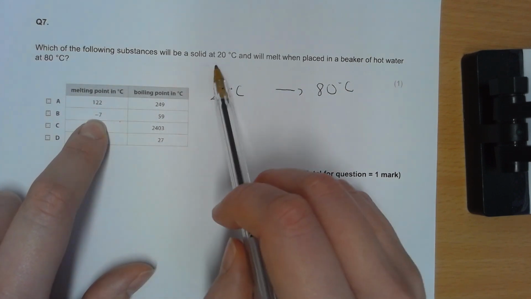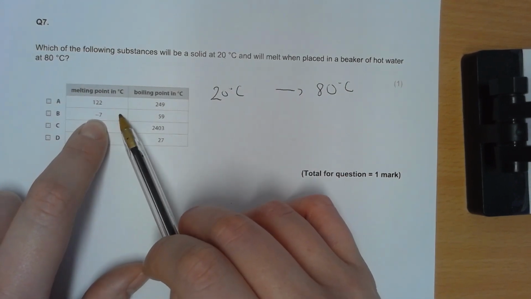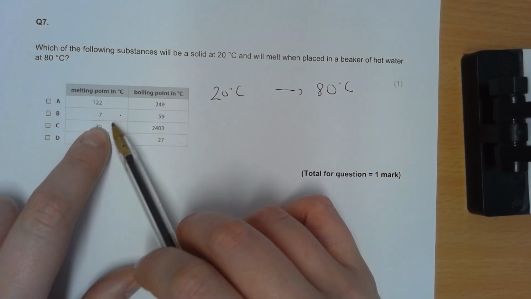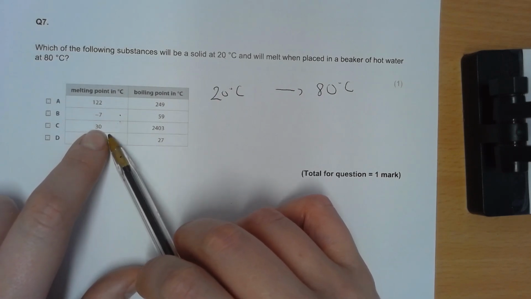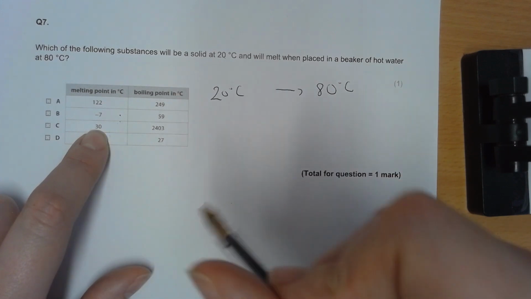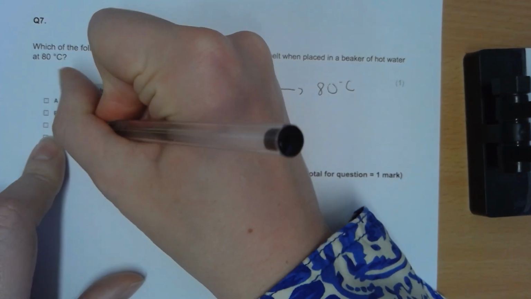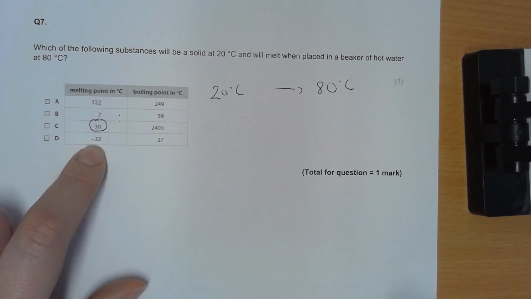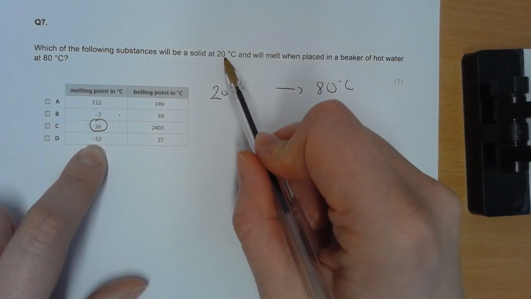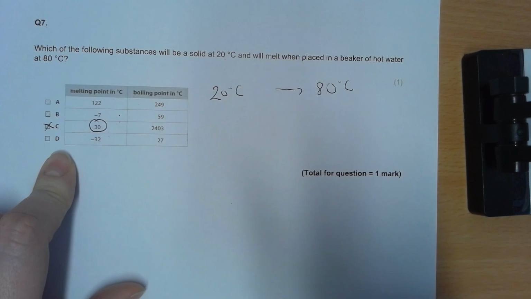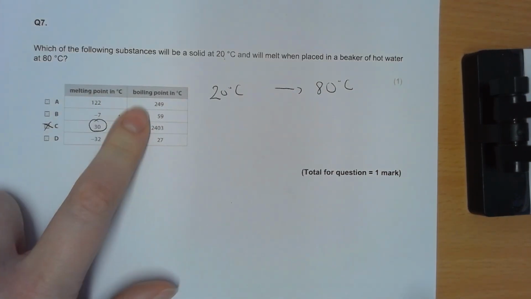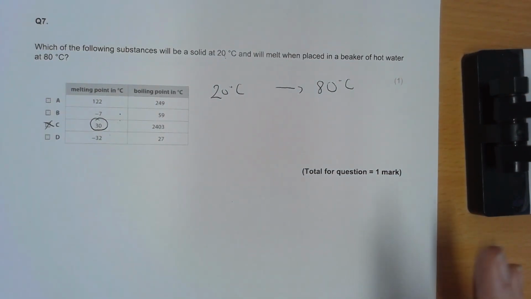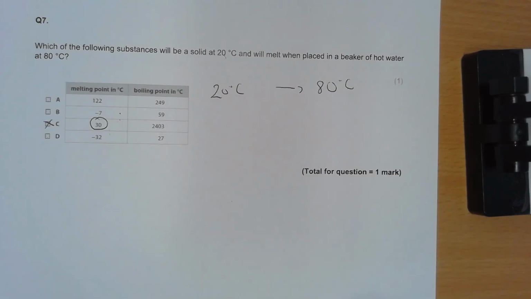This one will not be a solid at 20 degrees, it already becomes a liquid at -7, so that's not the right answer. This one will be a solid at 20 degrees, but at 30 degrees it's going to become a liquid, which means if you put it at 80 it will be liquid. This one here, -32, is already going to be a liquid before you hit 20 degrees, so the answer there is going to be C. So I'm just looking at the melting points. The boiling points here are irrelevant because you're only being asked about when it's going to melt.